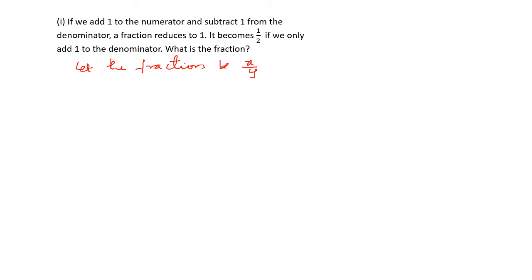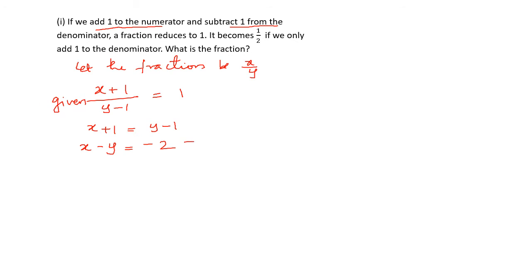Now what do we get? It is given that if we add 1 to the numerator and subtract 1 from the denominator, we get the fraction equal to 1. When you cross multiply, what will you get? x plus 1 equal to y minus 1, or x minus y is equal to, this 1 goes to the other side, it becomes minus 2. So children, we take this as the first equation.